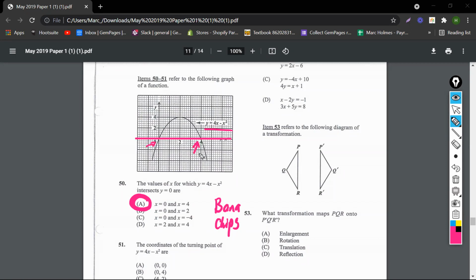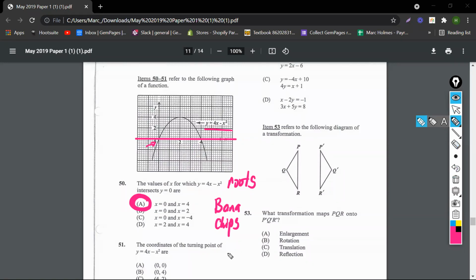Do they call those the roots? Yeah, they're the roots. They're definitely the roots. They call them roots as well, guys. The points where it cuts the horizontal line at 0 here are the roots of the graph. So yes, very easy. That's all they're asking you for.